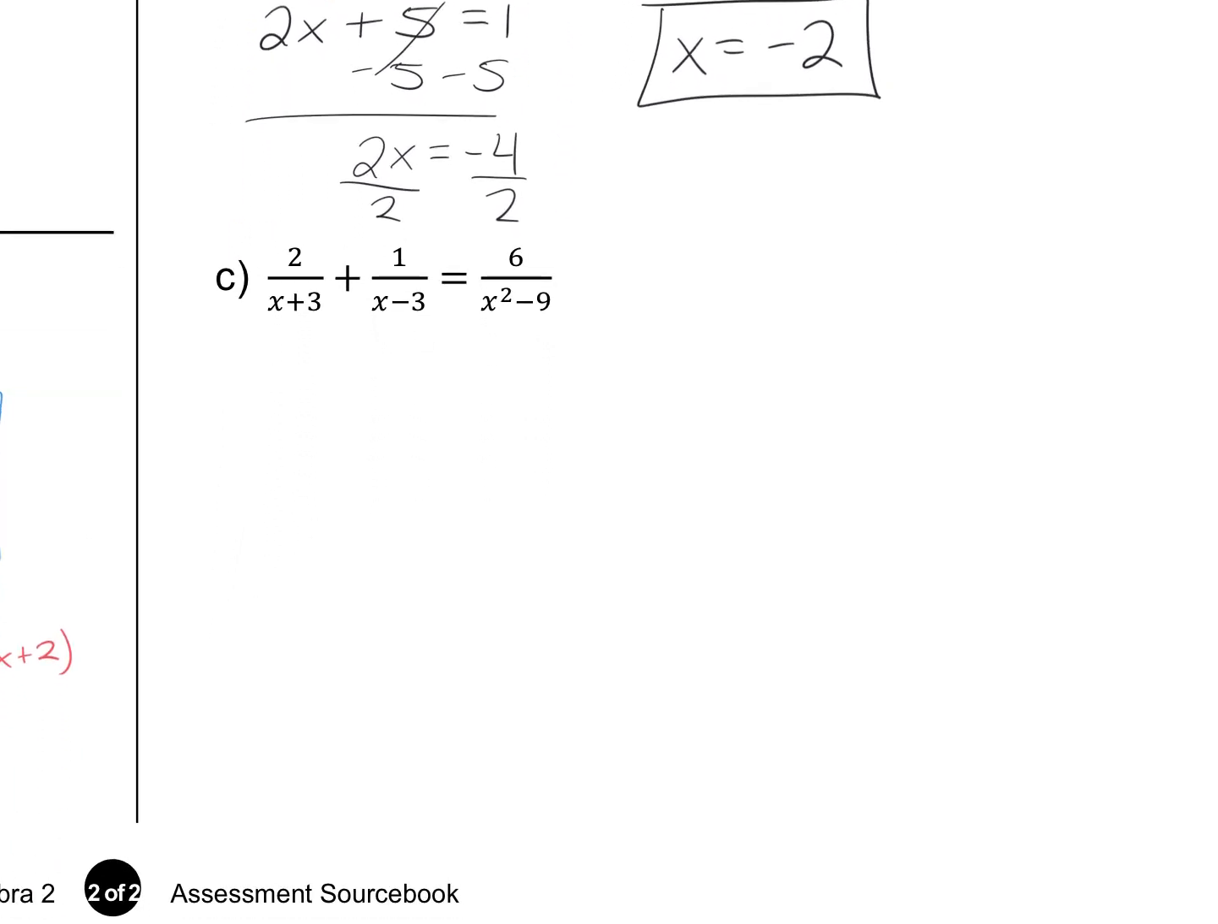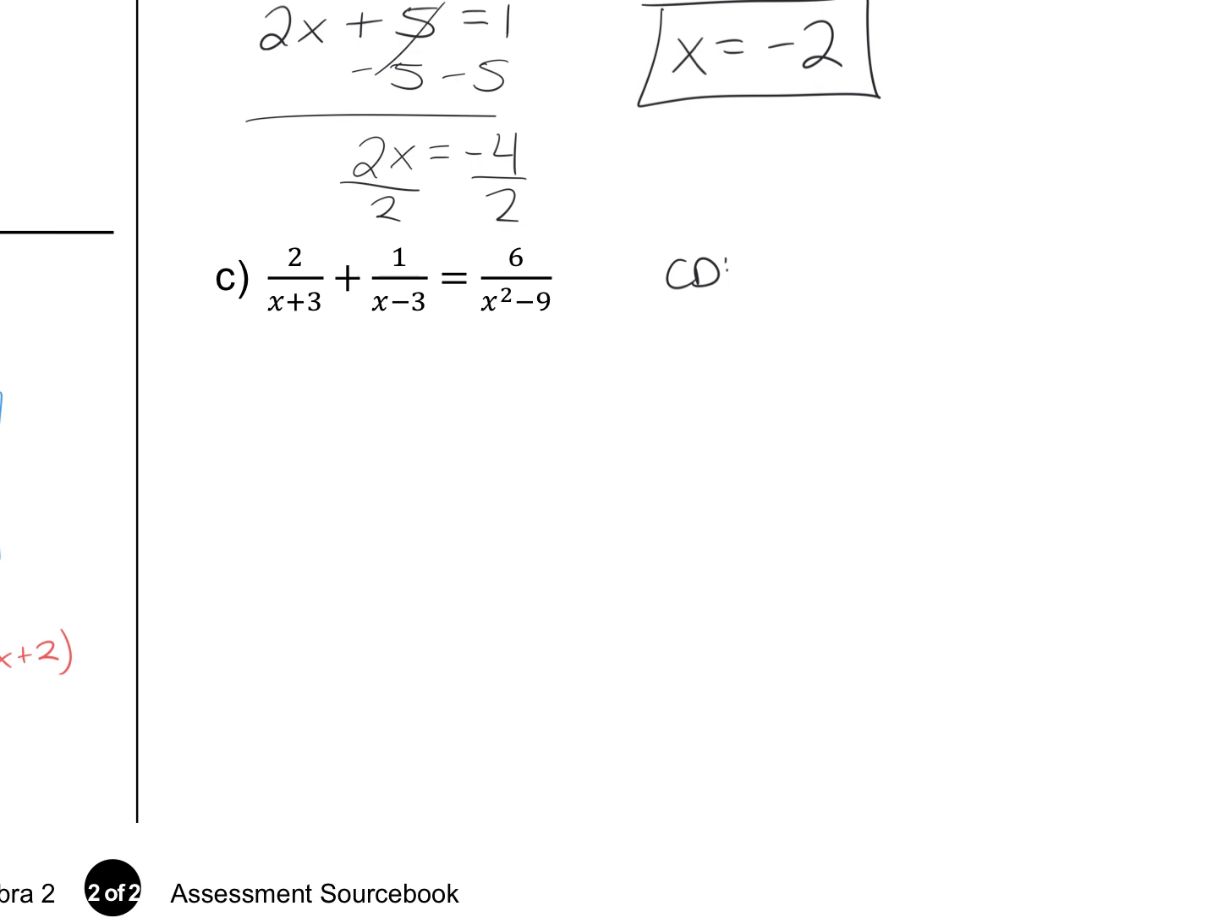Last one here, part C. What do you notice about part C? There's not a common denominator. Right, we don't have a direct common denominator. What do we need to do? Make one. How? What do I need to do with this? You need to take that apart. I need to factor that part, right?